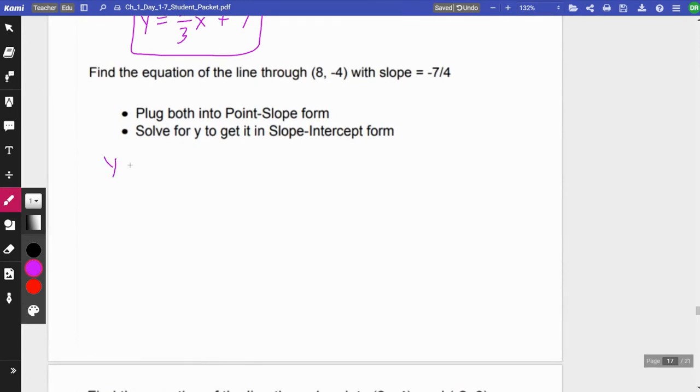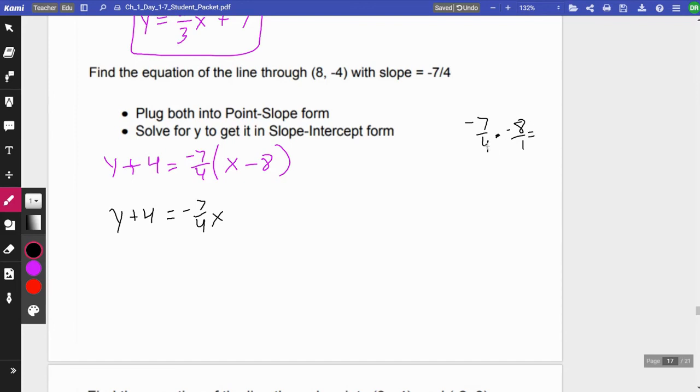So y minus y1, but it's a -4, so it'll be +4, equals slope -7/4 times x minus x1, which is 8. So this is all good. If I start solving for y, I would be distributing the -7/4. And if you need to do this fraction multiplication off on the side, it would be -7/4 times -8/1, and you would get 56/4, and you can simplify that.